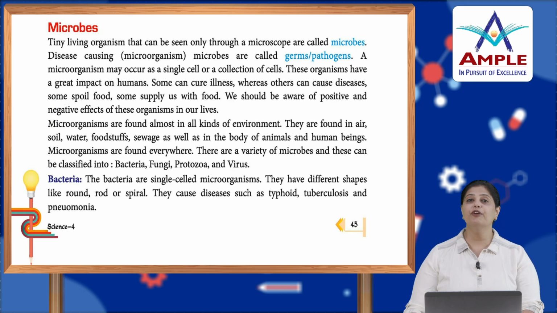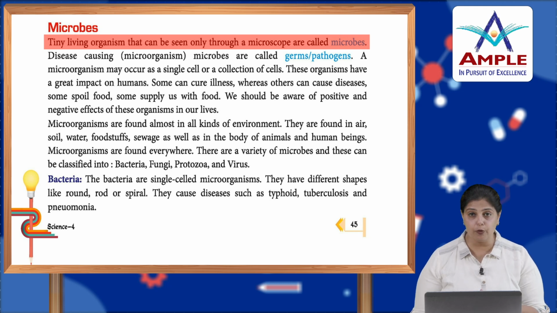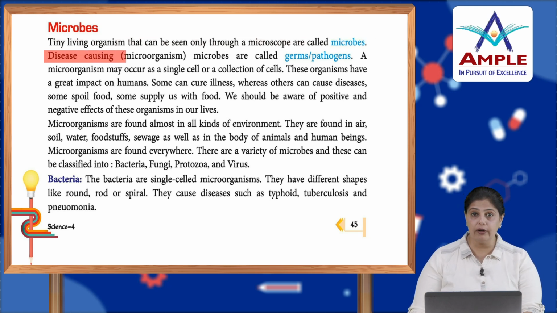Alright, now let's move on to microbes. Tiny living organisms that can be seen only through a microscope are called microbes. You must have seen a microscope in the science lab. These tiny particles are seen only through a microscope. They are called microbes. Disease causing microorganisms or microbes are called germs or pathogens.